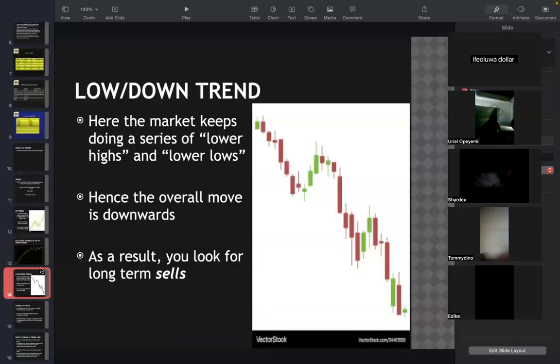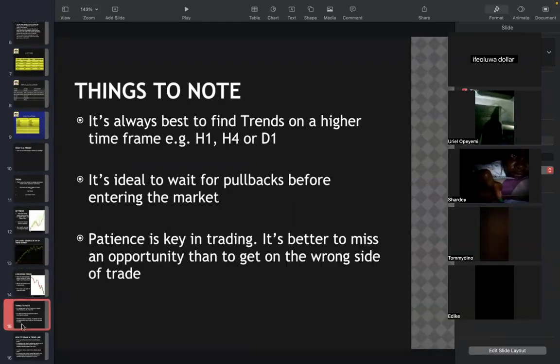So the downtrend is also the opposite. Here is the market. It keeps doing a series of lower highs, like it's breaking the lower high. You can see it. This is actually so simple if you put your mind into it. If you do not understand clearly, once we drop the video, watch it like two times. Once you watch it, trust me, my brother, it's just going to be simple. Trust me.